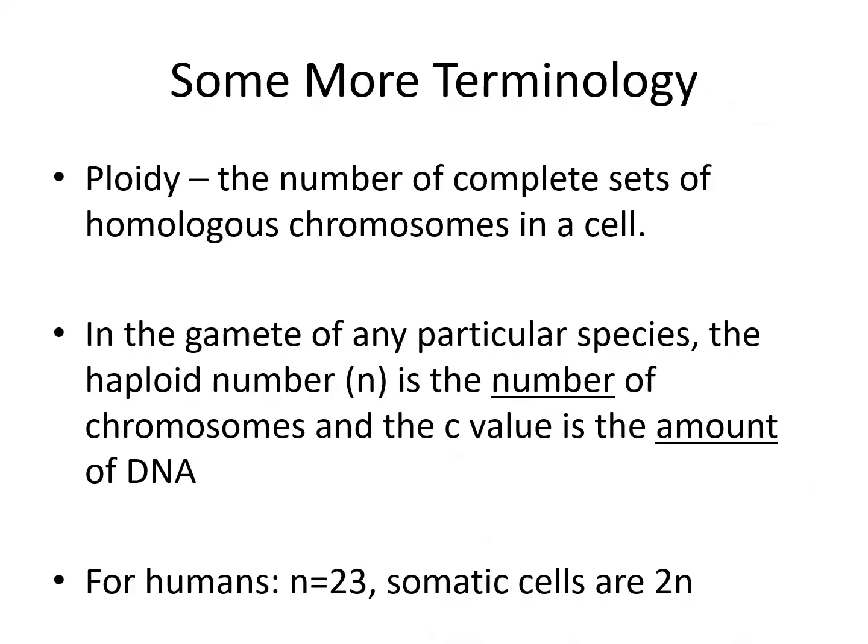Some more terminology. So ploidy, as you should know by now, is the number of sets of homologous chromosomes in a cell. Now, one thing that's important to note is that, let's say we've got a cell that's got 6 chromosomes, and we've got 2 sets of 3. Now, let's say that this cell enters into S phase, and now after that, it's still going to have 6 chromosomes, but each one of those is going to be composed of 2 chromatids. The number of chromosomes has not changed, and that means the ploidy has not changed, even though the amount of DNA in the cell has doubled.